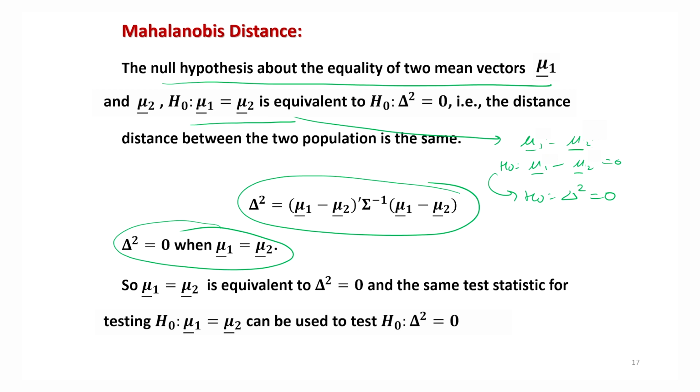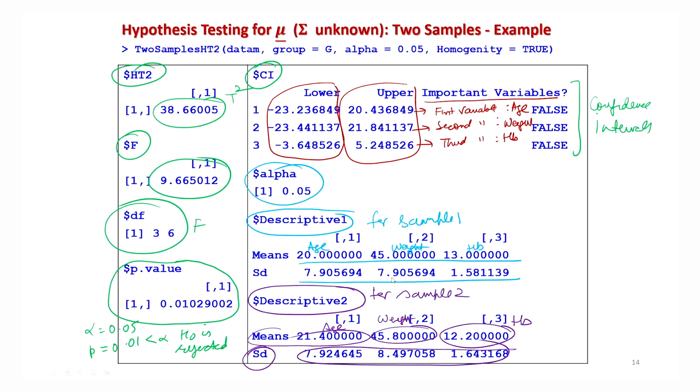Sometimes you will see that different tests of hypothesis consider delta square equal to 0, which is the same thing as the test of hypothesis for the equality of the two mean vectors. So when mu1 and mu2 are the same, that is equivalent to saying delta square is equal to 0, and the same test statistic for testing H0: mu1 equal to mu2 can be used for testing the hypothesis H0: delta square equal to 0, right.